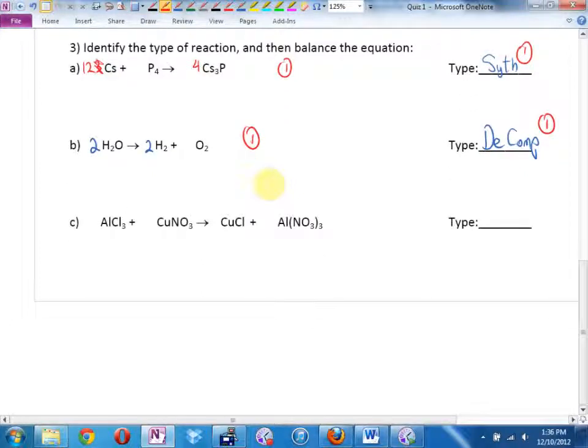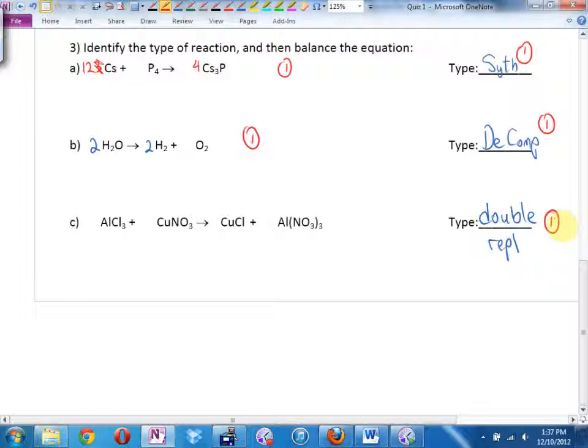Okay. Emily, looking at the third one, what I notice is we have 2 things plus 2 things, and I notice that my metals seem to have swapped partners. My aluminum was with chlorine, now it's with the NO3, and my NO3 was with copper, now it's with the chlorine. They swapped. This is a double replacement. That gets you 1 mark.